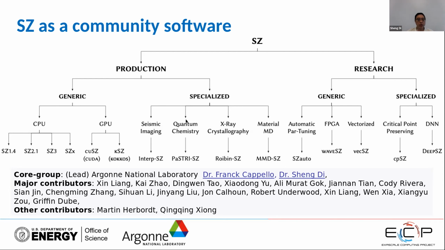And for the specialized category, basically we customize the compressor for different specific applications. For example, we developed Petri SZ for quantum chemistry applications, and we developed MDZ for molecular dynamics simulation datasets. Okay, so we also have the research line to explore different lossy compressors for different applications or different devices. We have a very big team, and the team members are listed here.